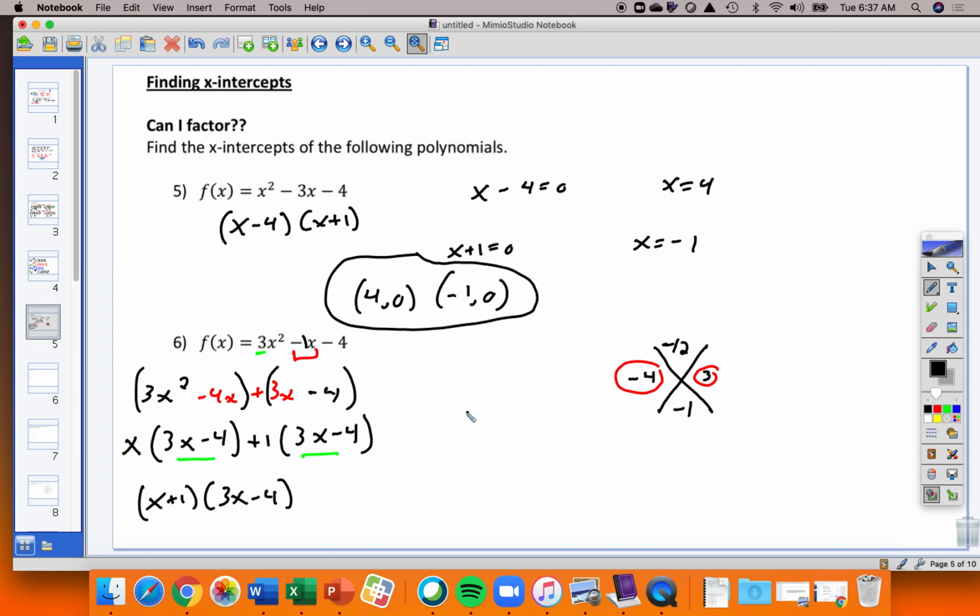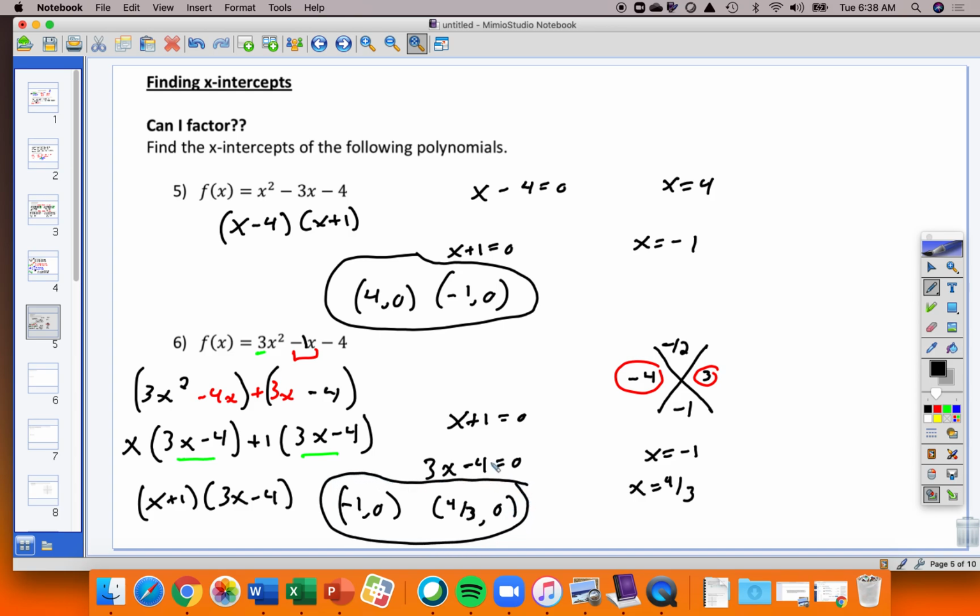Then I take each factor, set it equal to 0, and I have x equals negative 1 and x equals 4/3. So my two x-intercepts are (negative 1, 0) and (4/3, 0). Okay. So the first question, can we factor?